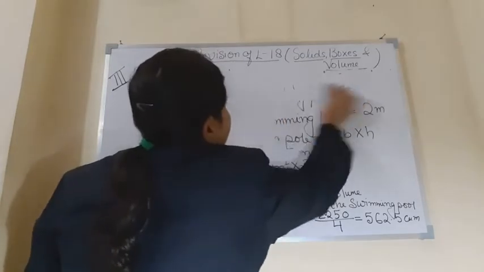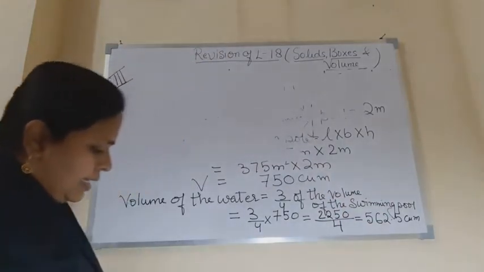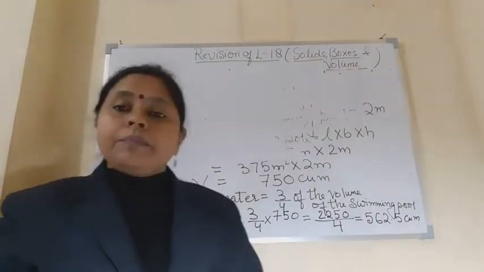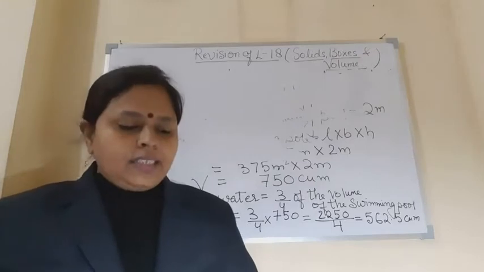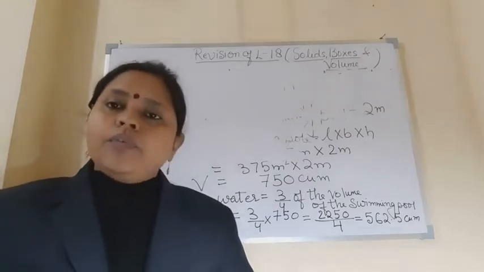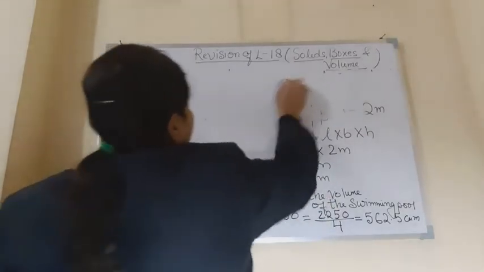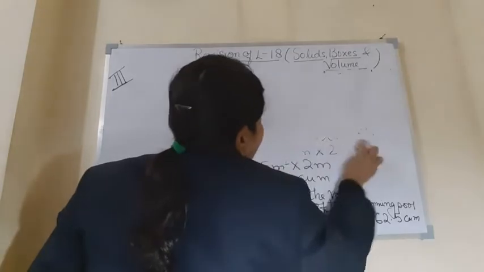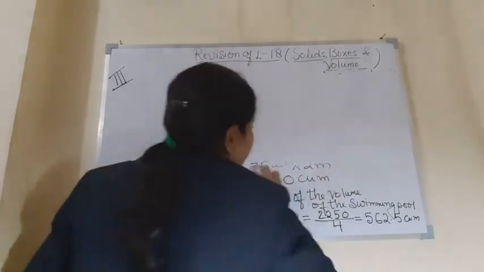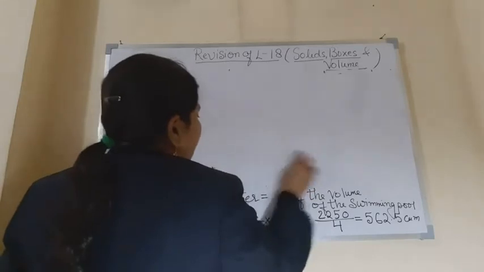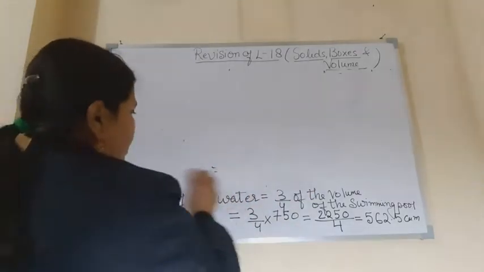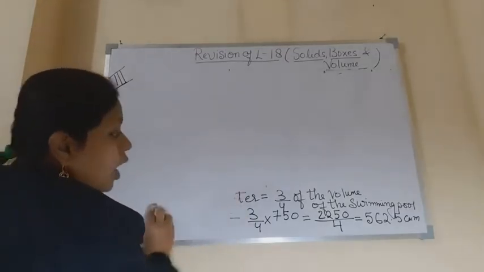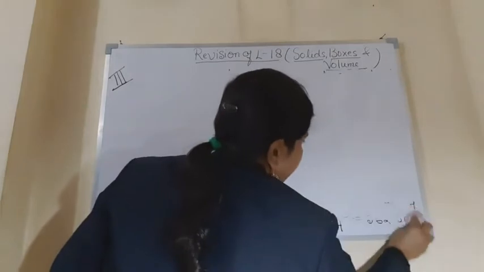is like this: the area of a rectangular stage is 750 square meter. If its height is 1.5 meter, find its volume. So let us see how we find out. Children, we have a rectangular stage whose area is given and the height of the stage is also given. So we have to find out the volume of the stage. So how are we going to find out the volume of the stage? Let us see.